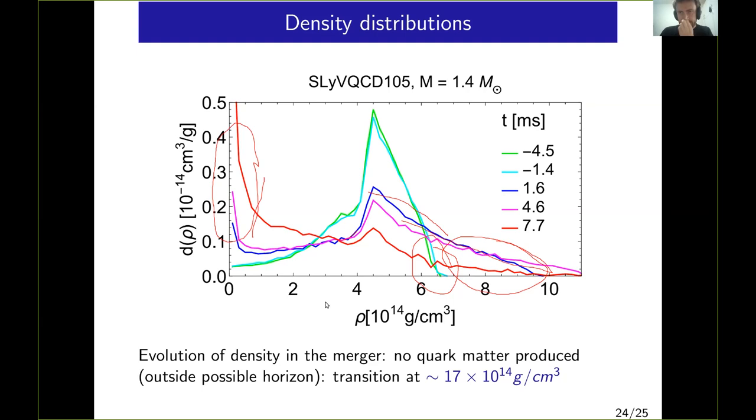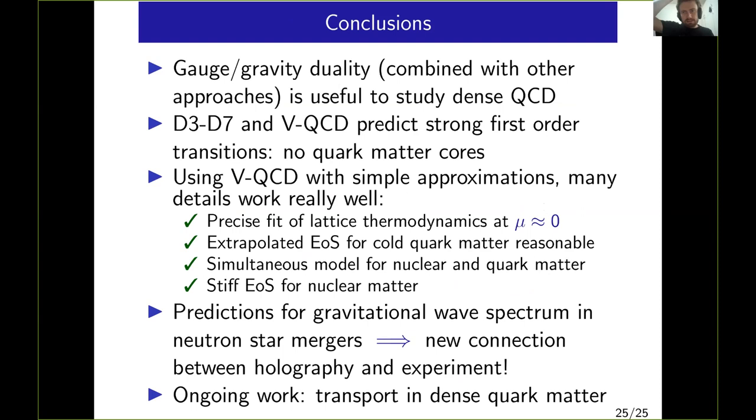So you don't produce significant amounts of quark matter, except in the cases where you finally collapse into a black hole, and also in that case you don't get a significant amount of quark matter outside the horizon. But okay, that was everything I wanted to discuss, so I will just conclude.